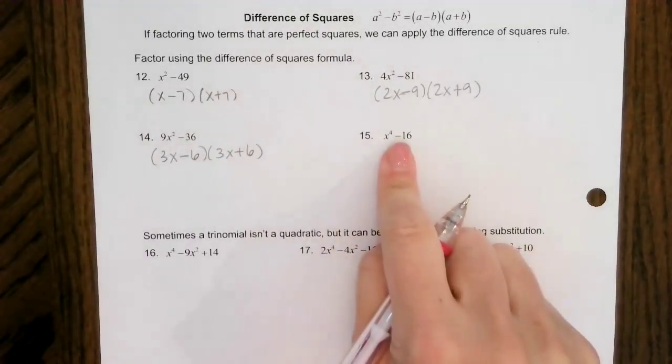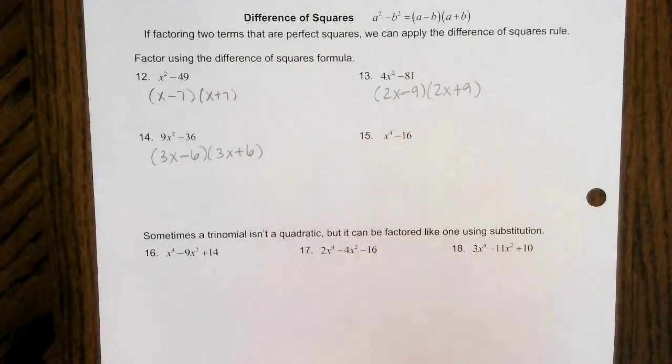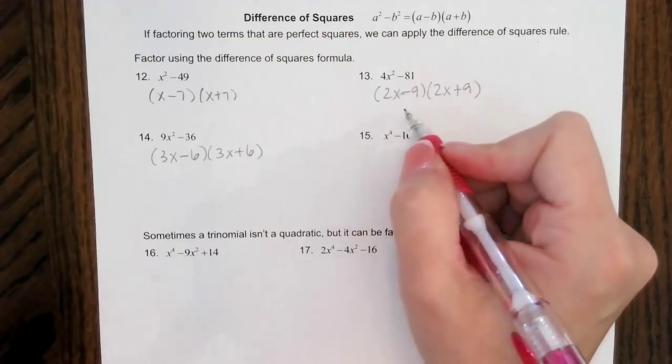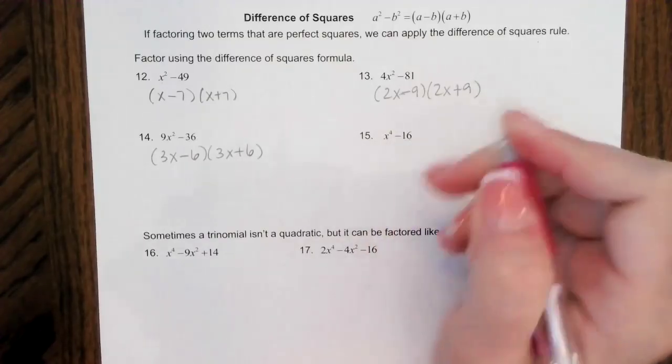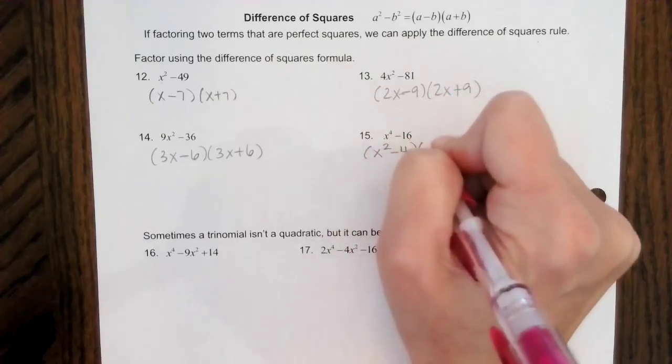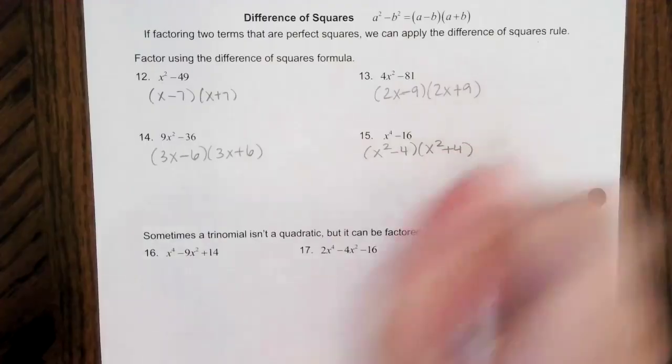All right, this one's just a little bit different because now we've got a higher order polynomial, but like I said, a lot of the methods are the same. This is still a squared term. It's x squared squared, and this is 4 squared. So we can actually write this as x squared minus 4, x squared plus 4.